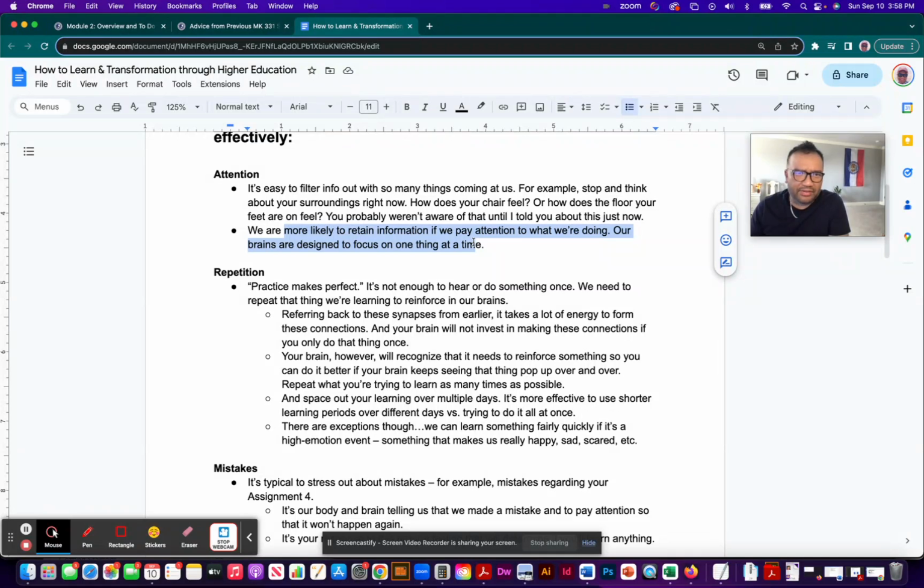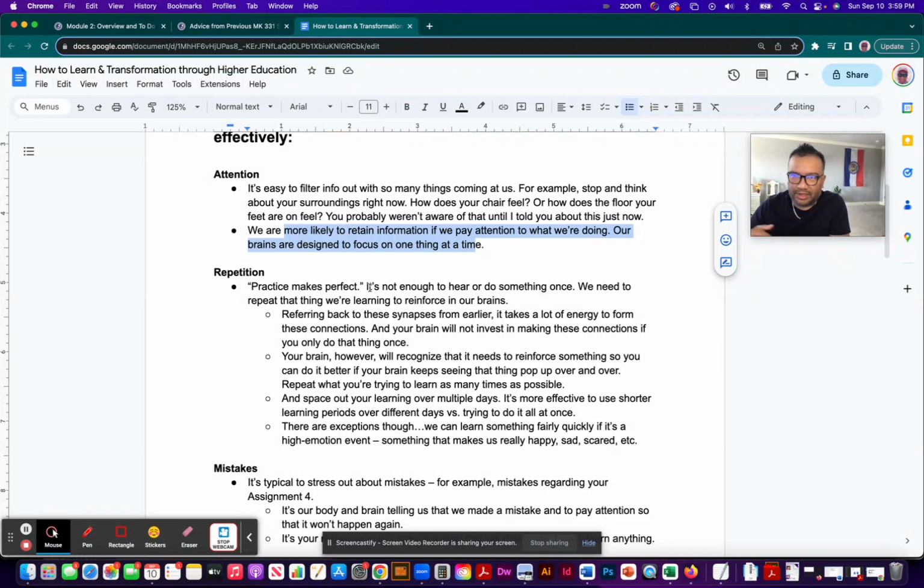The next part is repetition. Practice makes perfect. There's a lot of truth to that, right? So going back to my example of driving, at this point, I've had 2 years of driving since I was 16. Just kidding. But yeah, I've been driving for many years now, right? So I pretty much got it down.